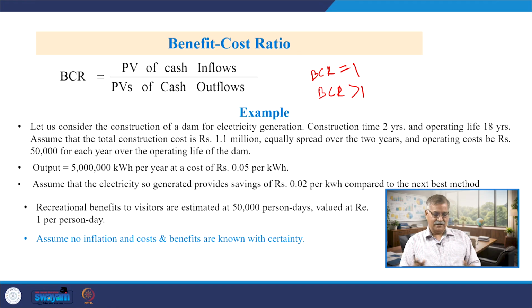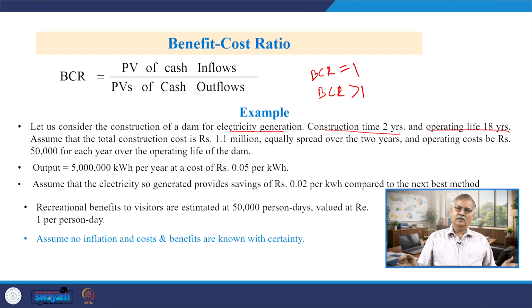Let me explain this by taking a simple example. Let us consider the construction of a dam for electricity generation, where construction time is 2 years and the operating life of the project is 18 years. So, it means that the project will be eliminated after 18 years or will not generate profit. So, the life of the project is 18 years.